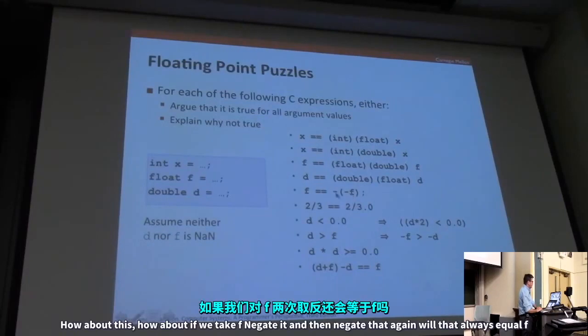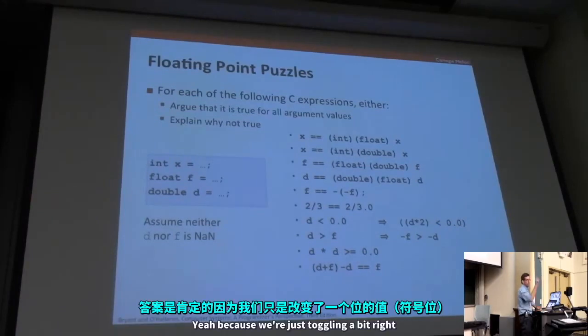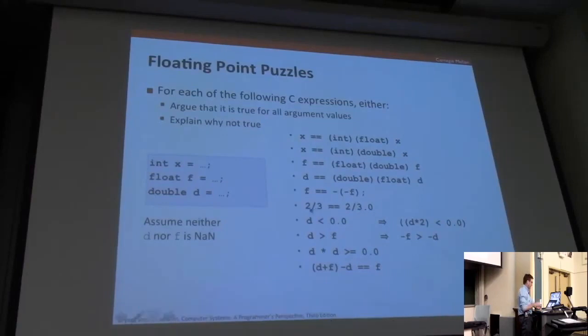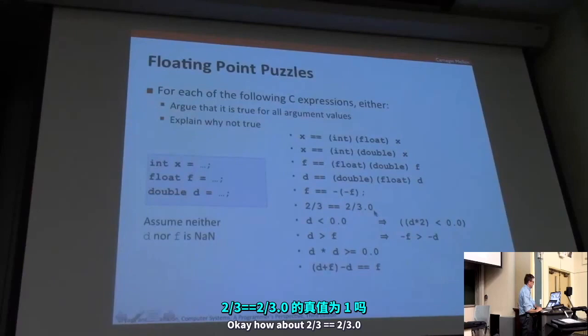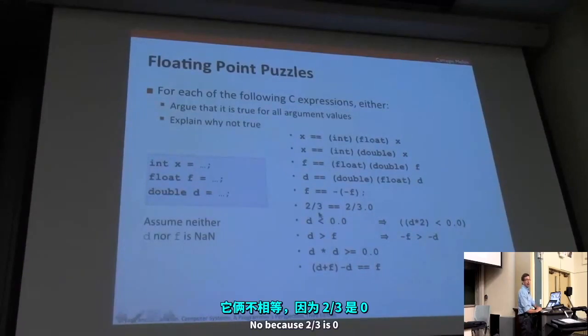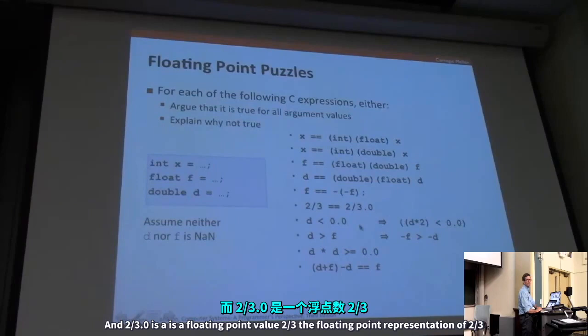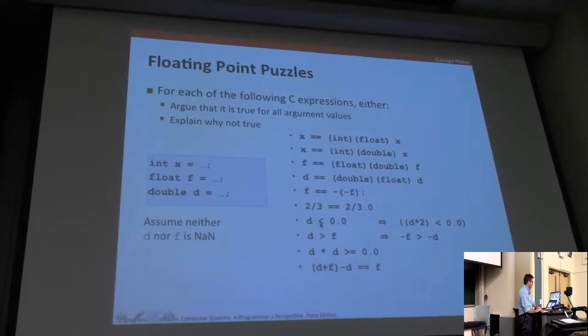How about this? If we take f, negate it, and then negate that again, will that always equal f? Yeah, because we're just toggling a bit. Okay, how about 2 over 3 equal 2 over 3.0? No, because 2 over 3 is 0. And 2 over 3.0 is a floating point value, the floating point representation of 2/3.